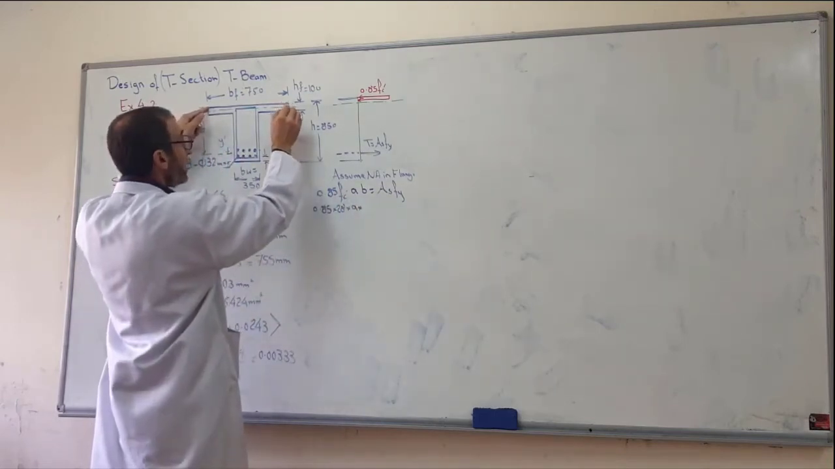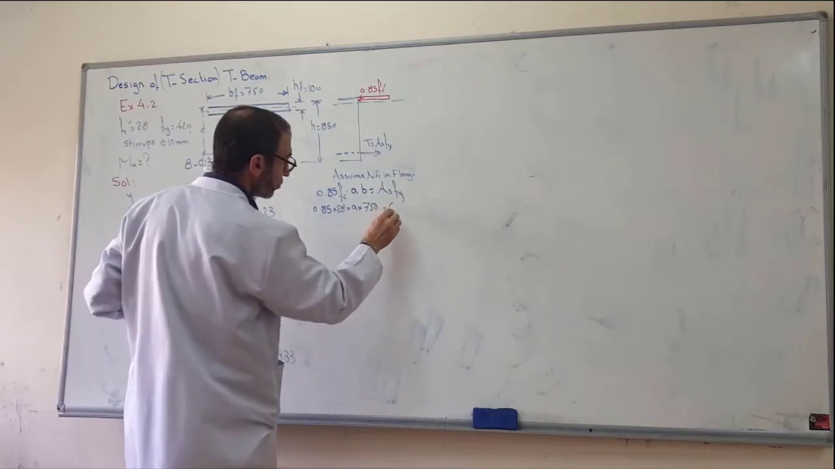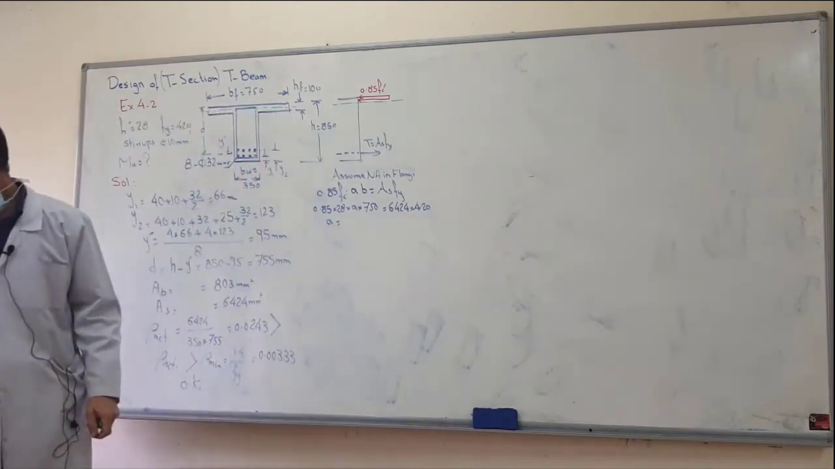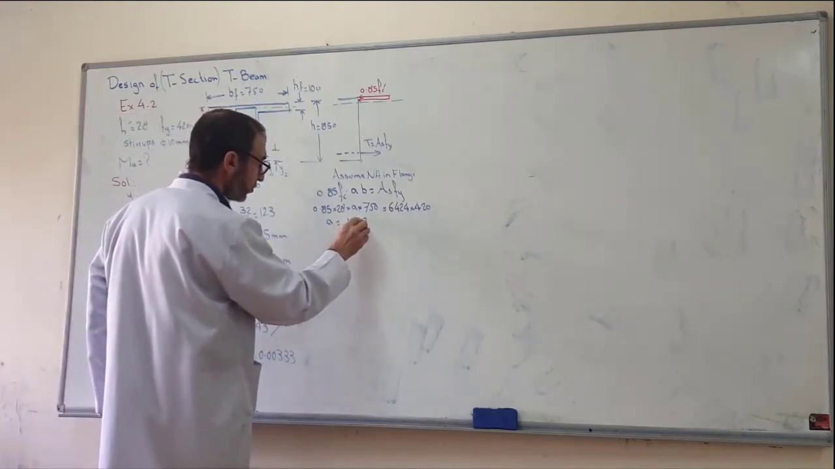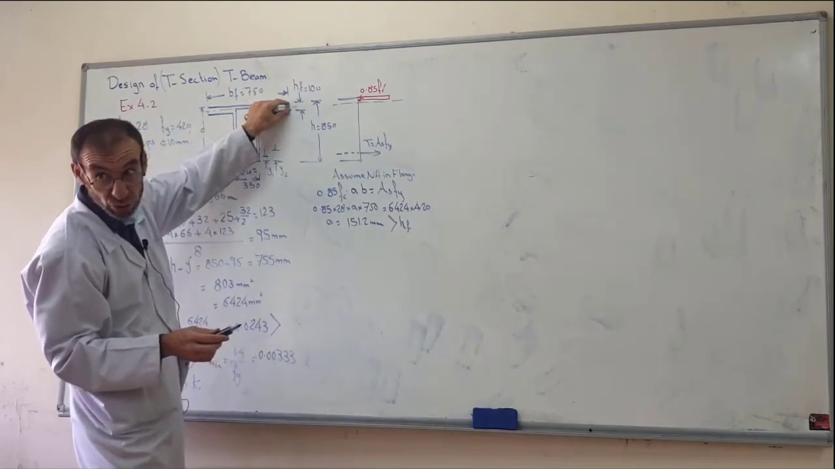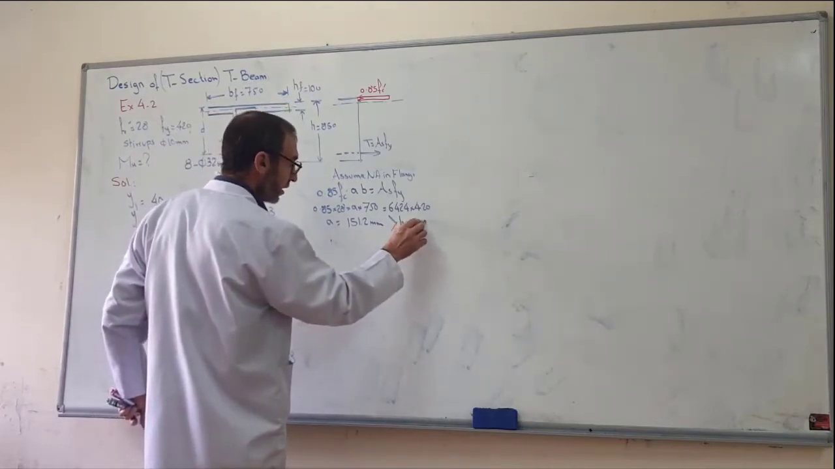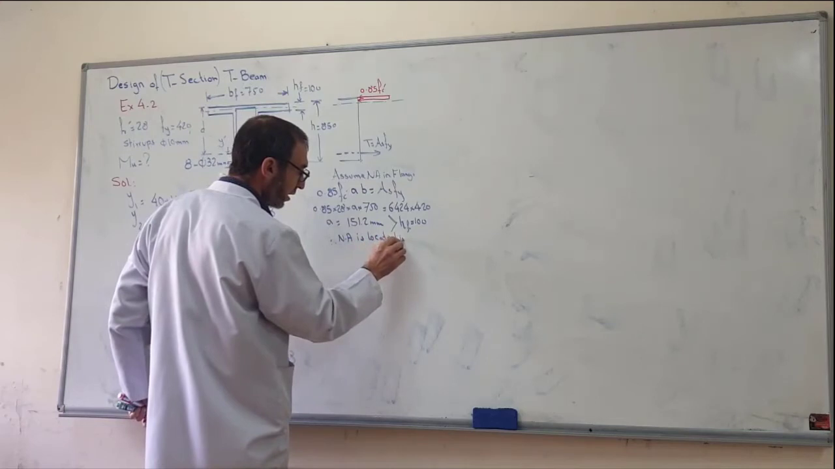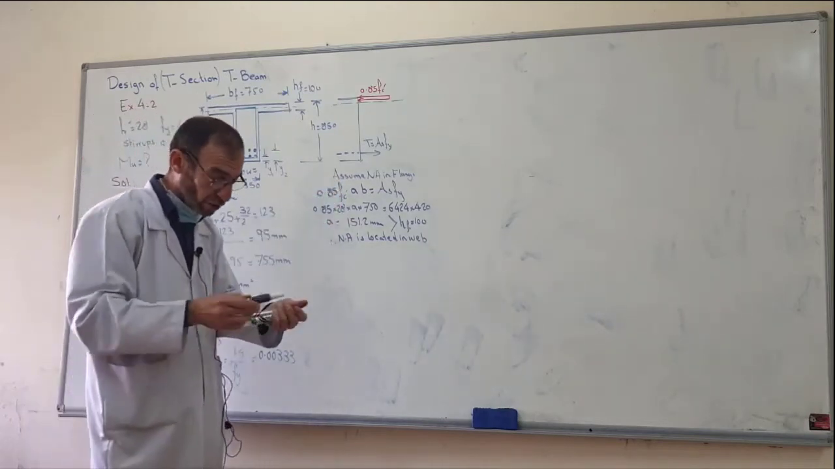B is 750. We assume the neutral axis is in the flange: As is 6424 times 420. So a equals 151.2 mm. This a is more than the flange thickness, therefore the neutral axis is located in the web.